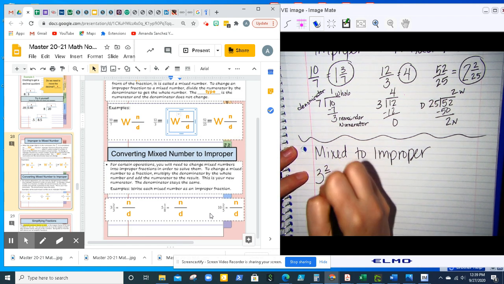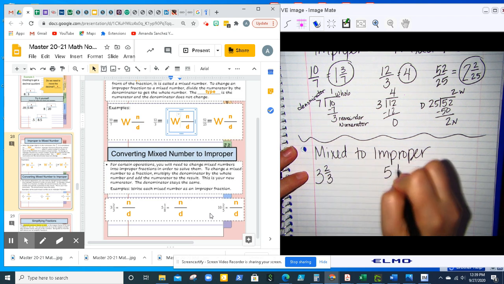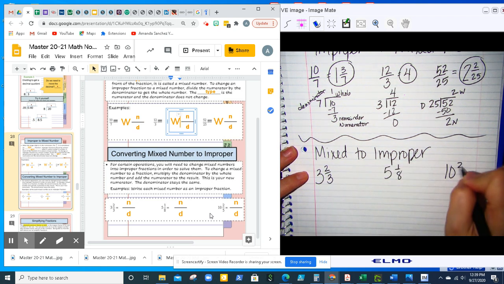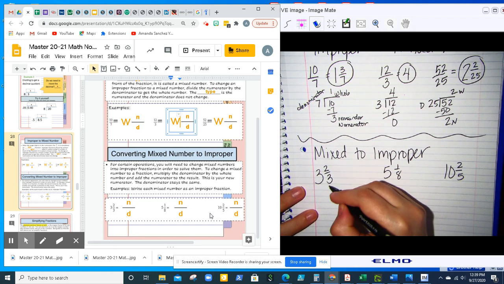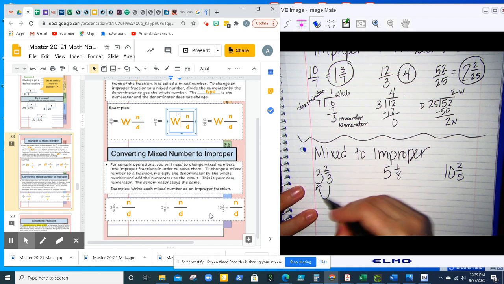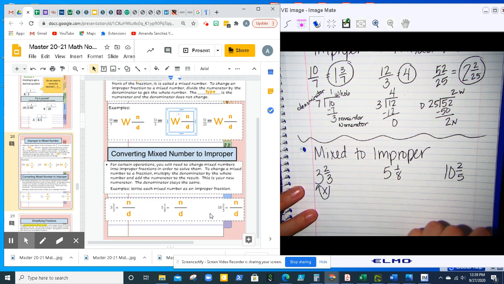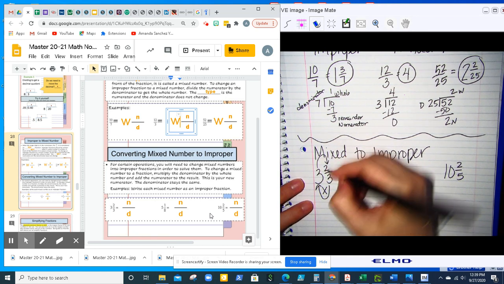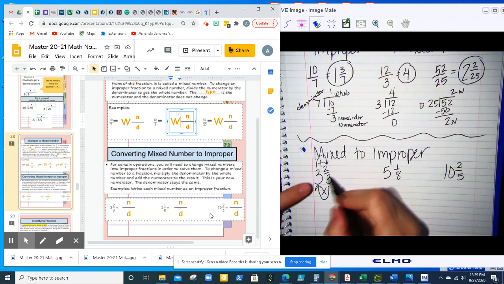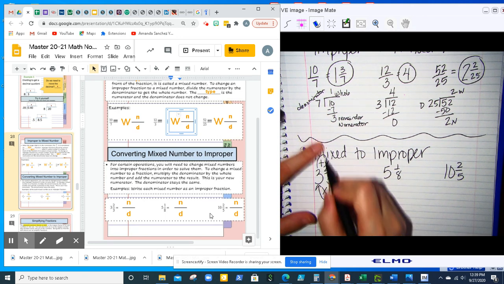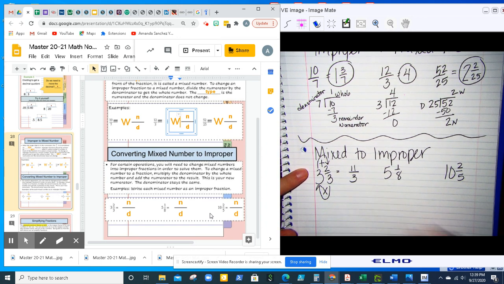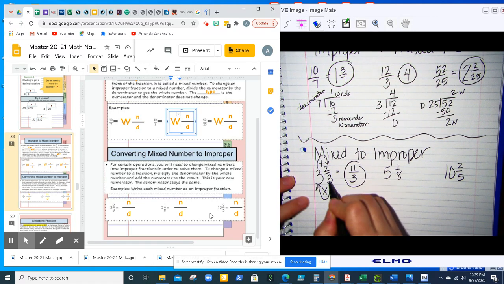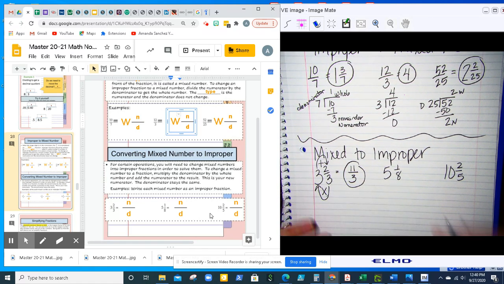So 3 and 2/3 is one of them, 5 and 1/8, and 10 and 2/5. So in order to do this, a lot of teachers refer to it as different things around the world, but no matter what, you're multiplying the denominator by the whole number, so I'm going to put a big X or times sign, and then you add the numerator, so a plus sign here. So 3 times 3 is 9, plus 2 is 11, and then the 3 slides over. It's the same. So 3 times 3, 9, plus 2 is 11, 11 thirds.